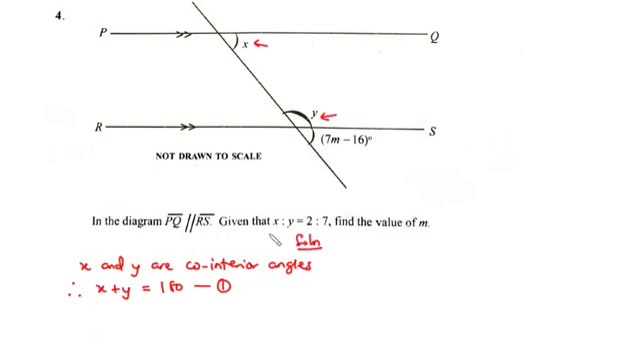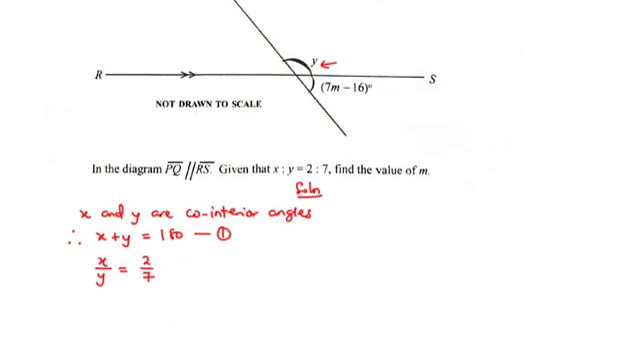Again, from the question, we are given that x is to y is equal to 2 is to 7. Now we can represent this in fraction form. So that is x over y is equal to 2 over 7. Now with this, we can find the value of x. So x will be equal to, we multiply y by this fraction, 2 divided by 7 times y. Let's call this equation 2.